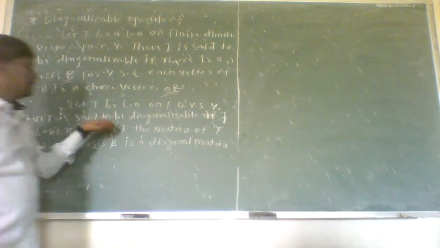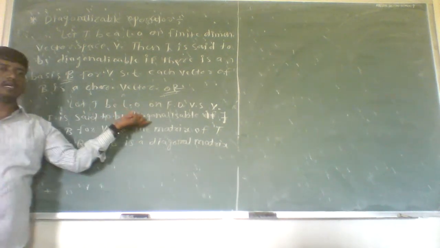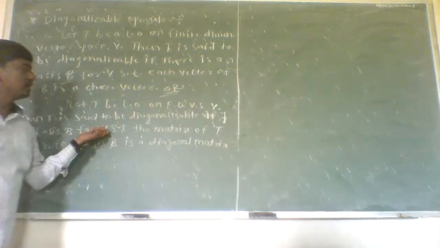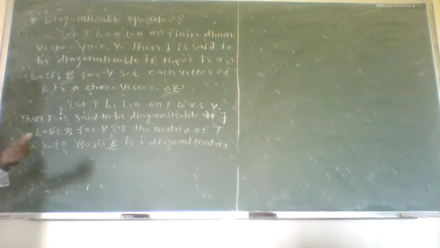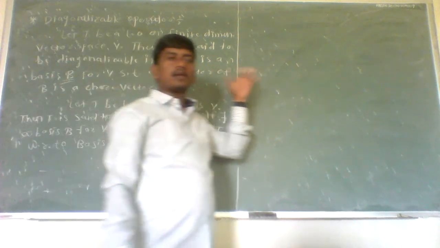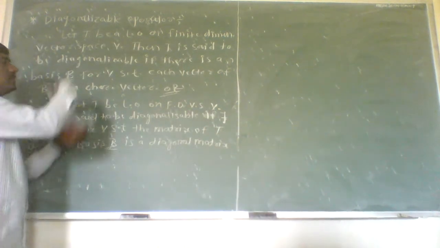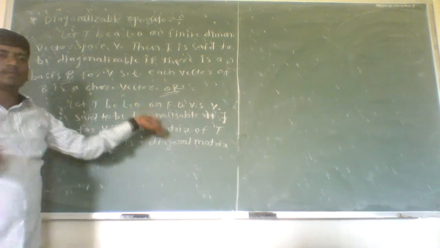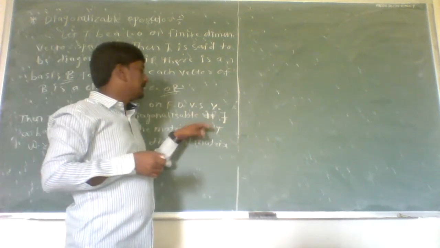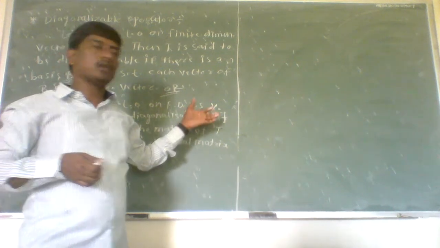Either we have to check this or this one. In this, any linear operator defined on a finite dimensional vector space V is said to be diagonalizable if there exists a basis B for V such that the matrix of linear operator T with respect to that basis B is a diagonal matrix. Then we say that the given linear operator is a diagonalizable operator. So either we check from this definition or from that definition. It is easier to see from the second one, since if the matrix is diagonalizable, then the linear operator is also diagonalizable.